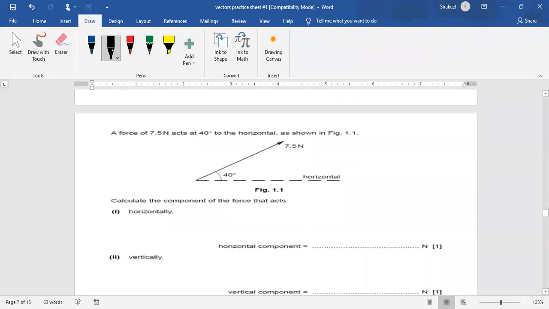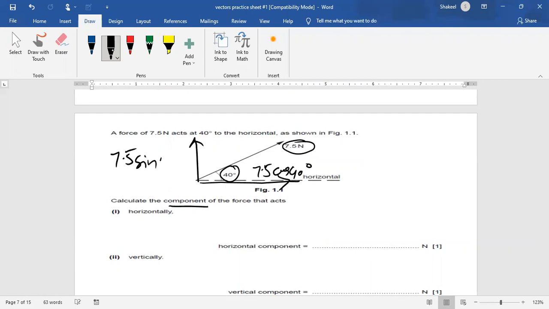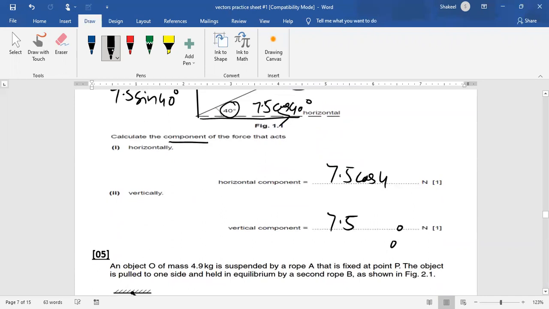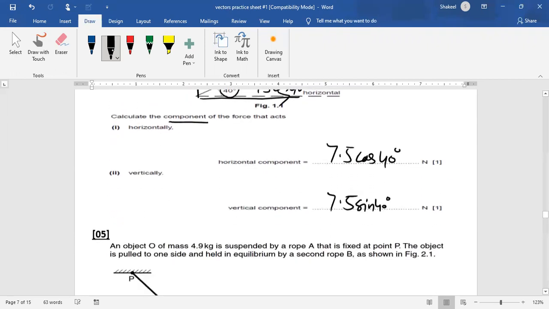Okay, the next question is again very simple. It's only about the components of 7.5 at a 40-degree angle. So we know adjacent to the angle is cos. So it is 7.5 cos 40. And the vertical component is always sine, 7.5 sin 40. You'll solve it and write the answer in two significant figures. And over here it is 7.5 sin 40. Again, you will write the answer in two significant figures because 7.5 has two significant figures.